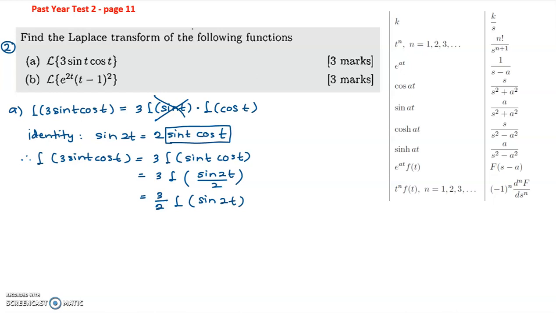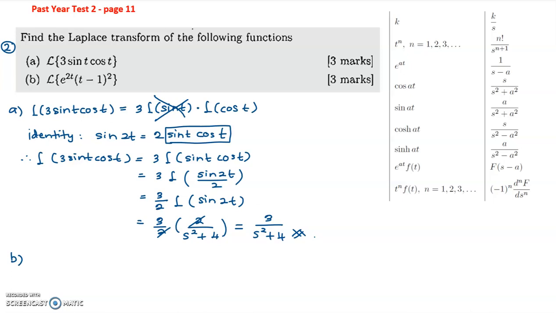Now we can refer to our Laplace table, where we have sine at, which is a over s squared plus a squared. In our case, a is 2. So it is 2 over s squared plus 2 squared, which is 4. At the end, we can simplify the 2 and 2. So we'll have 3 over s squared plus 4. So that's the first one. Very simple, provided we know how to manipulate the expression 3 sine t cos t.